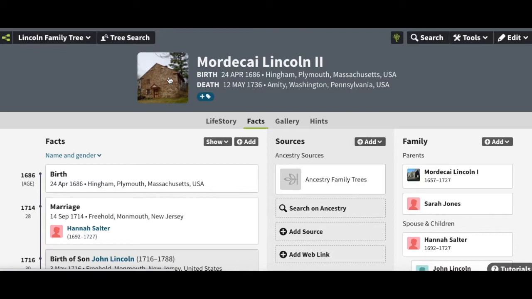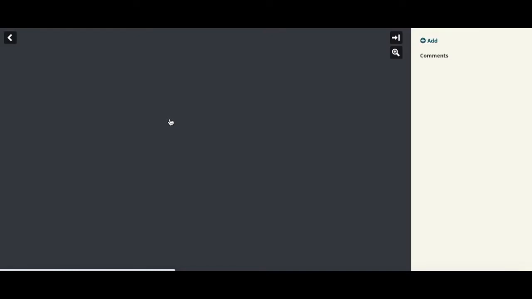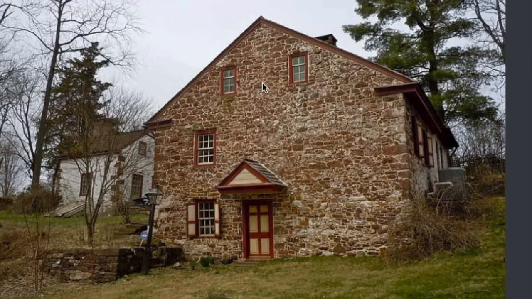Mordecai built a house in 1733 in Pennsylvania that exists to this day. I have a picture right here. It currently stands in Berks County, Pennsylvania. It was used as a farmhouse for hundreds of years before being abandoned and then restored to its 1730s form in the 1980s. It was listed as a Pennsylvania historic marker at that time.